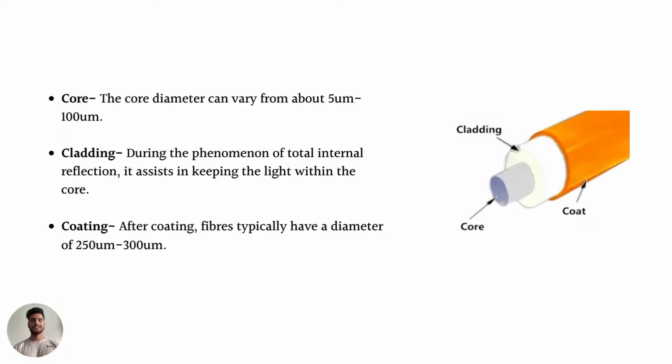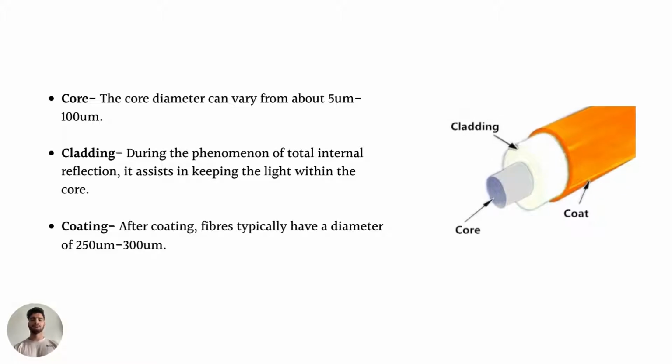Structure of optical fiber. These are the three main components of which optical fiber is made up. The first one is core. The light is carried from the transmitter to the receiver through a central tube of very narrow size constructed of optically transparent dielectric material. The core diameter can vary from about 5 micrometer to 100 micrometer.